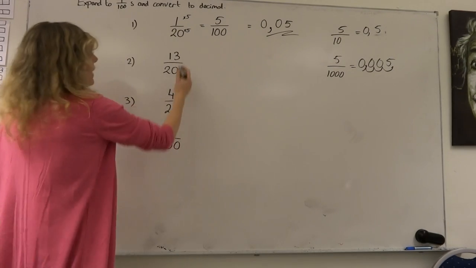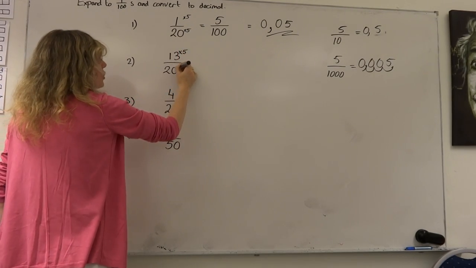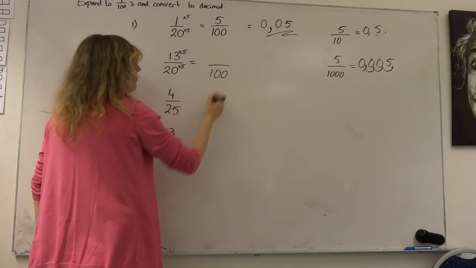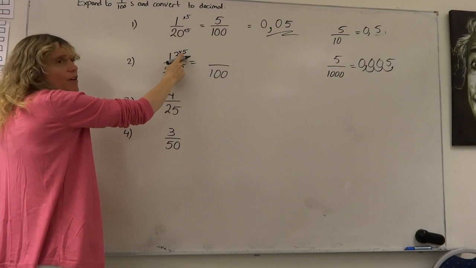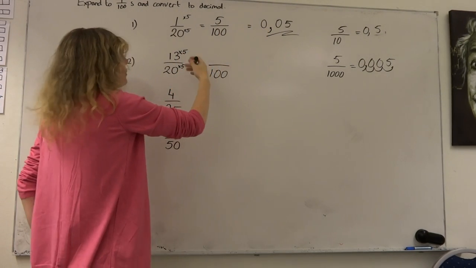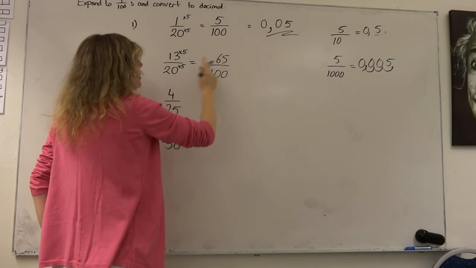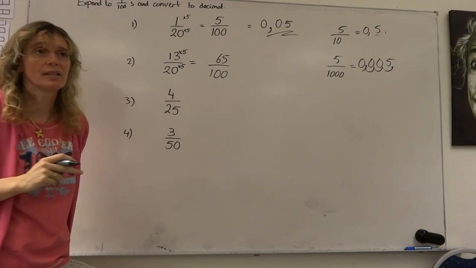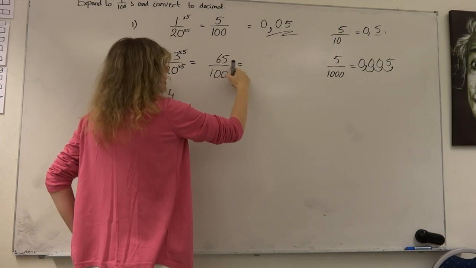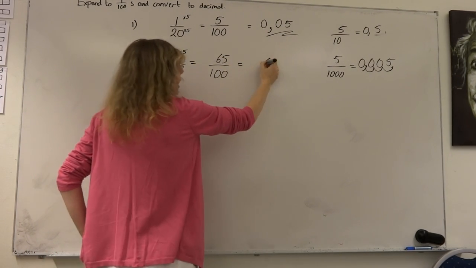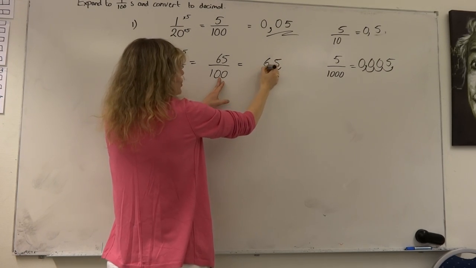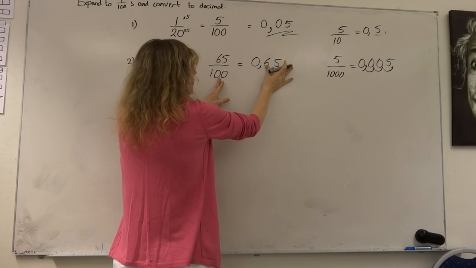Okay, same thing here then, 20 again, so we multiply top and bottom by 5. 20 times 5 is 100 on the bottom. 13 times 5, well 13 times 10 would be 130, so half of 130 would be 65. So 13 times 5 will be 65. 2 decimal places, the decimal point goes back, so from 65, I'm moving it back 2 places, 1 for each 0, 1, 2, giving me 0.65.